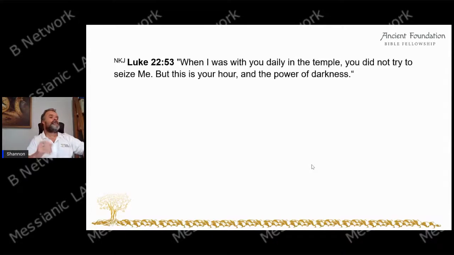See, this is when they're coming after him and got him. And he said, "I was with you daily in the temple, and you did not try and take me then, but now is the hour and the power of darkness." This is Satan being referred to as darkness.